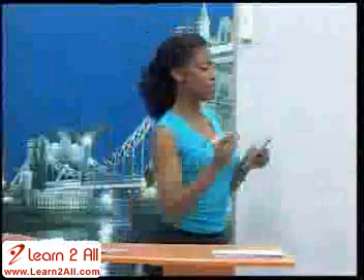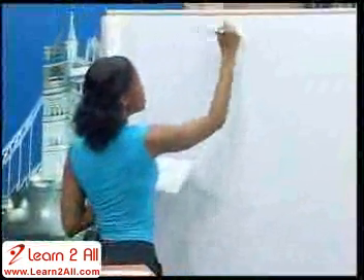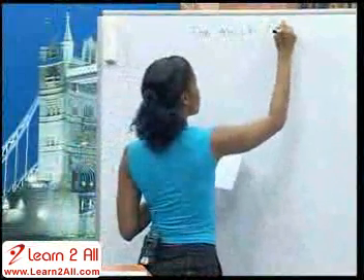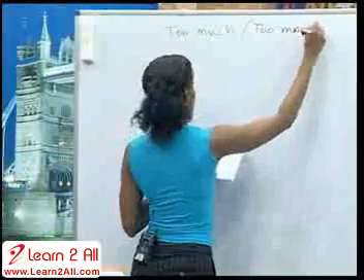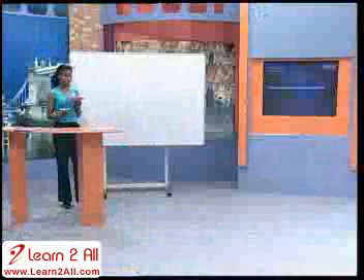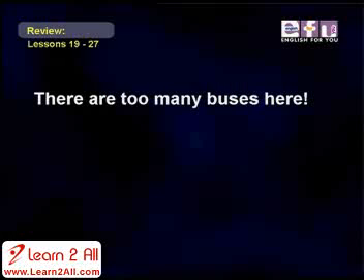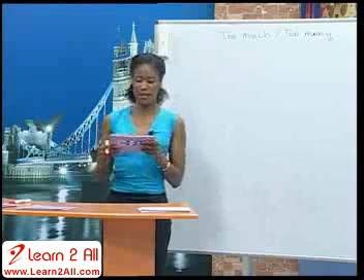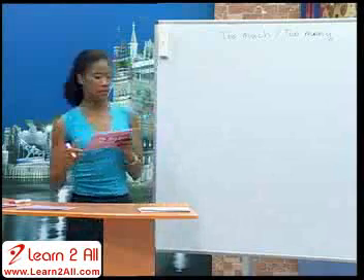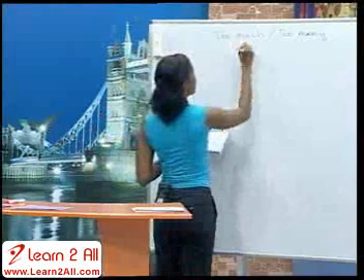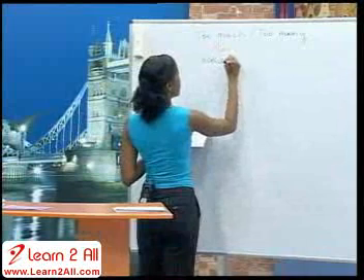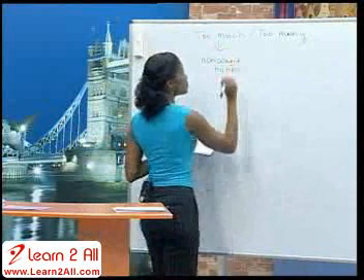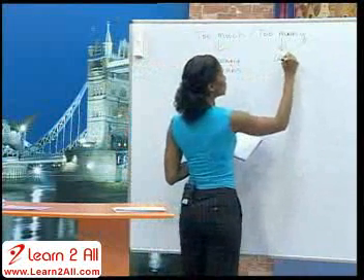Now, let's review the difference between too much and too many. Have a look at some examples. There are too many buses here. Willie said there was too much noise on that train. We use too much and too many when there is more of something than is necessary. Okay, we use too much for non-count nouns. We use too many for count nouns.